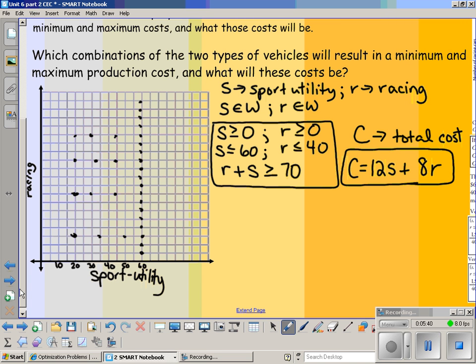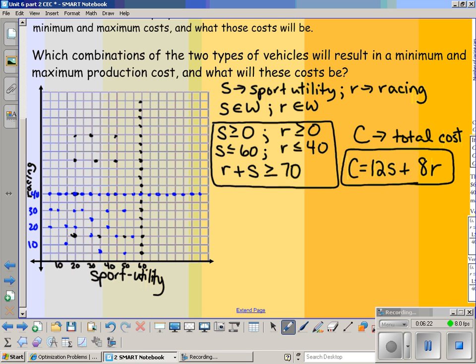R less than or equal to 40. Let's do the same thing with our racing cars. So here is our R equals 40. Now we need to determine if we are going to stipple above or below this line. Because R is less than 40, the values that are less than would be below. Check using a test point. If you put 0 into that, you will get 0 is less than or equal to 40, and that is true. So we are stippling below. Now I can tell of these two constraints, I have an overlap in this region here.